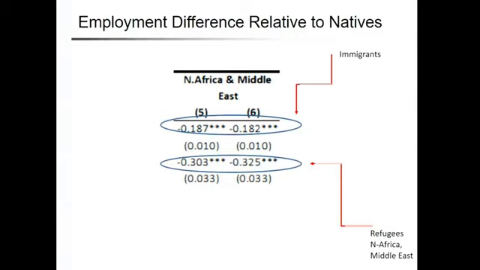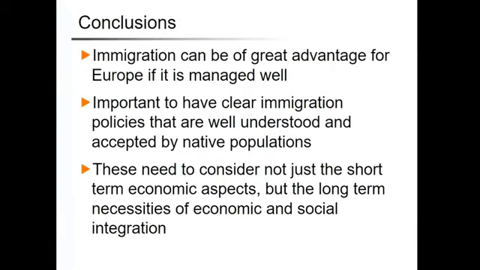And I think we need to be a little bit more proactive in doing that compared to how we did it in the past. So let me conclude, not having much time to talk about this very complex and wide issue. Immigration can be of great advantage for Europe. Of course, it has to be managed well. It is very important, in my view, to have very clear immigration policies that are well understood and also accepted by native populations. If we don't do that, we give rise to populist parties intervening in this debate, and we have all seen to what that may lead.